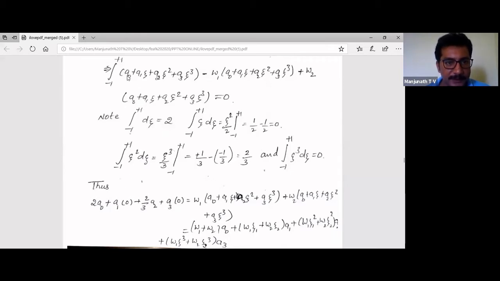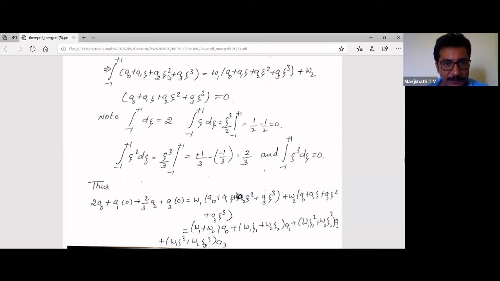Now here, integration of 1: a0 is constant, so we will take it outside. Integration of 1 gives 2, so in its place I am going to keep 2, and this becomes 2a0. Plus, integration of zeta, as you integrate it, you will get 0 here. You can see this. So integration of zeta gives 0 value.